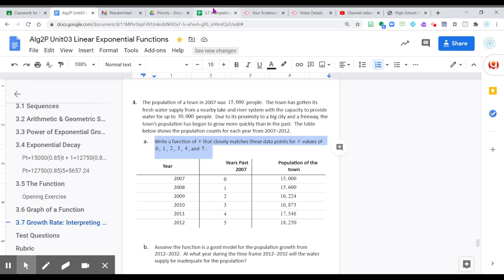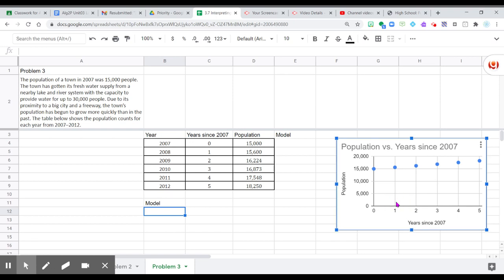So to write a function, we have to get a picture. And when we used our graphing feature to get a picture, we noticed this actually looks highly linear. So we're going to use a linear model. And a linear model needs a slope and a y-intercept. Now, the y-intercept is always the value when y is 0. So that's going to be 15,000.